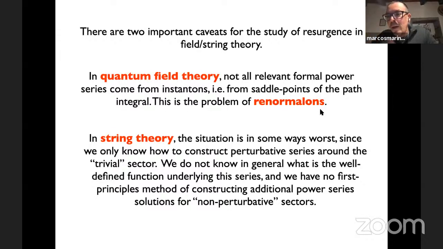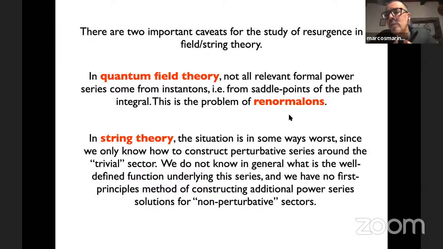And I know here there are many people who have understood instantons very well, but I would say that understanding mathematically this renormalon problem is probably one of the most important open problems in quantum field theory. And resurgence tells you that even if these things are not coming from semi-classical saddle points, they are still going to give you the same structure of transseries.